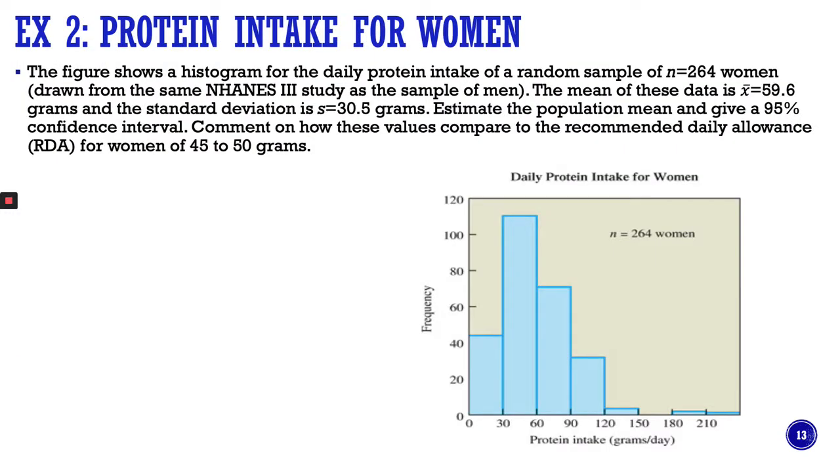Sample 2. The figure shows a histogram for the daily protein intake of a random sample of n equal to 264 women. The mean of these data is x̄ = 59.6 grams, and the standard deviation is s = 30.5 grams. Estimate the population mean and give a 95% confidence interval. Comment on how these values compare to the recommended daily allowance for women of 45 to 50 grams.